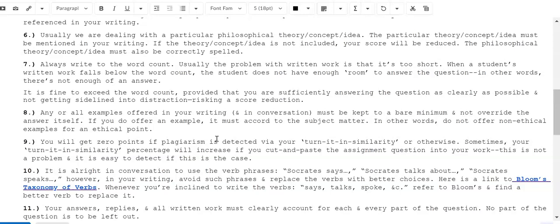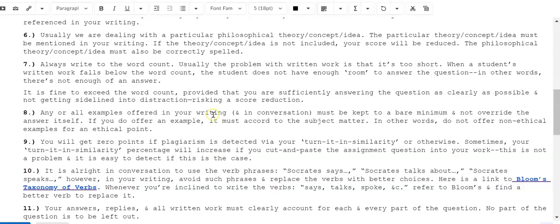It's fine to exceed the word count provided you are sufficiently answering the question as clearly as possible and not getting sidelined into distraction, risking a score reduction. So in other words, too short is usually not the way to go, okay? I'm all right if it's going over the word count, but make sure, number 1, that you're answering the question, okay?